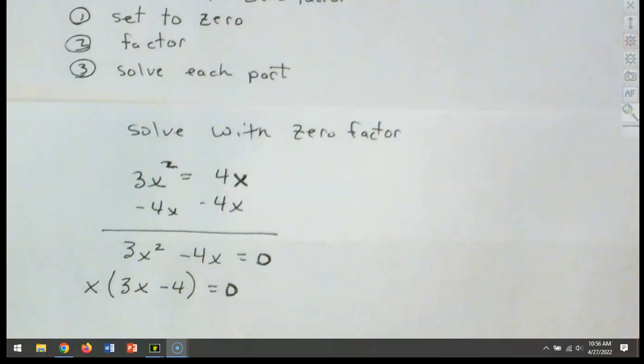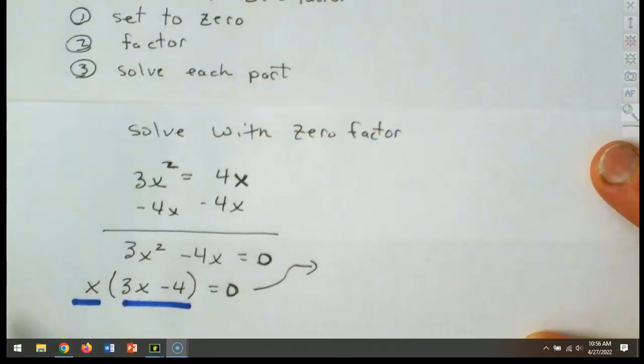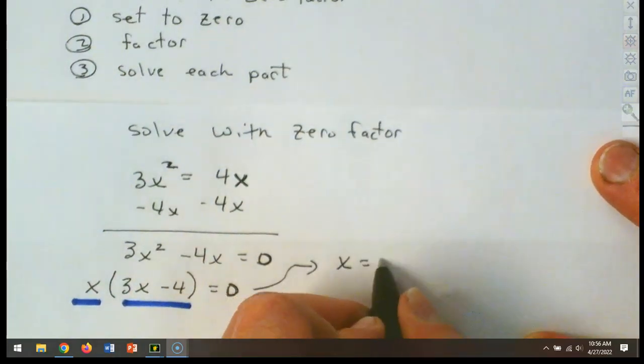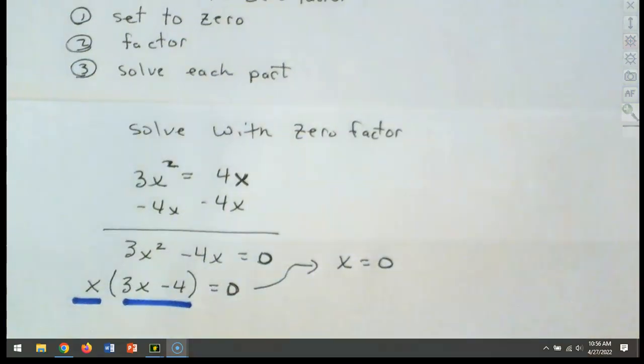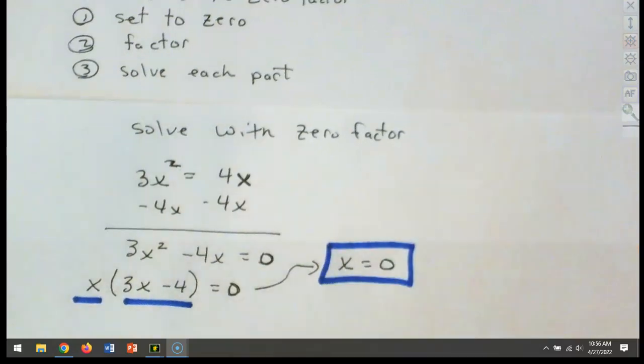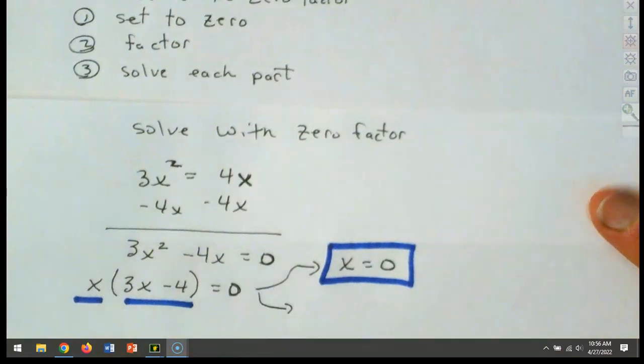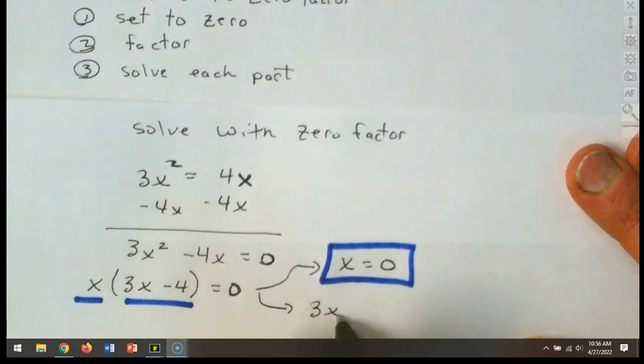Now, we look at each piece individually. And so we look at what's inside the parentheses and what's outside the parentheses separately. And we set each part to 0. So what's out in front of the parentheses? X. So my first solution is x equals 0. Because that came from the x that was out in front. The other solution, we're going to have to use some algebra to find it. The other one comes from 3x minus 4 equals 0.